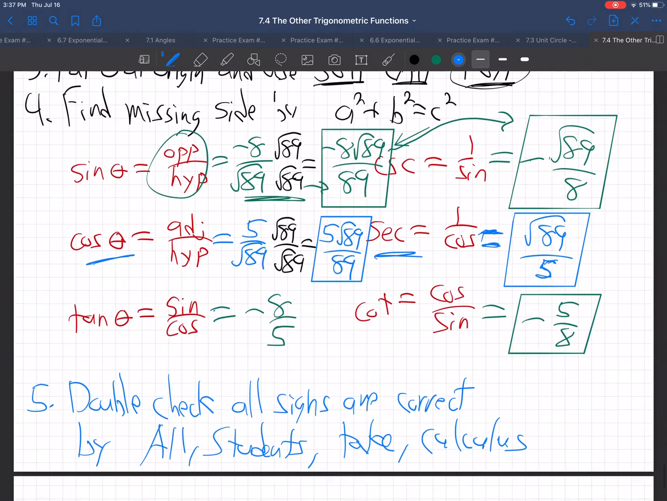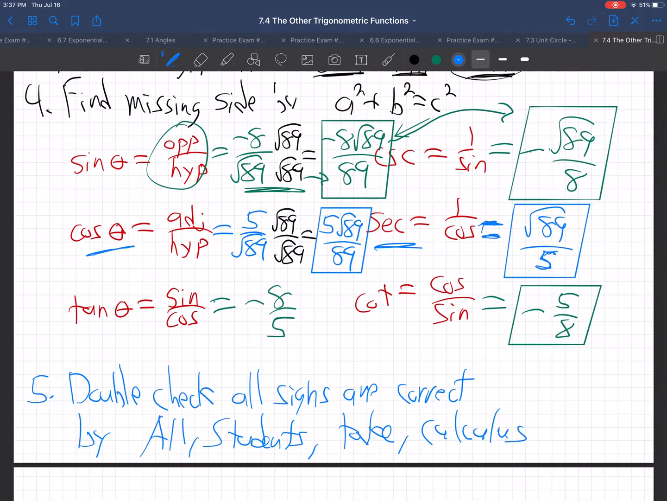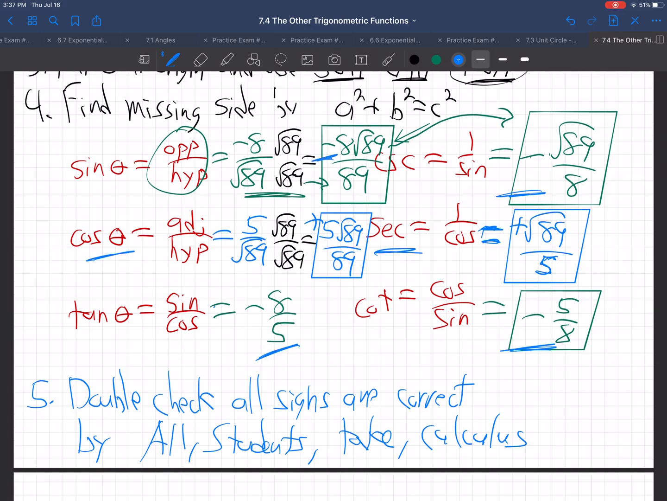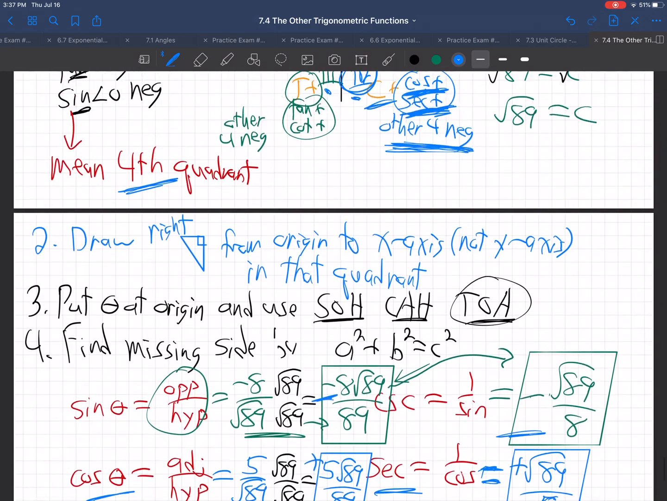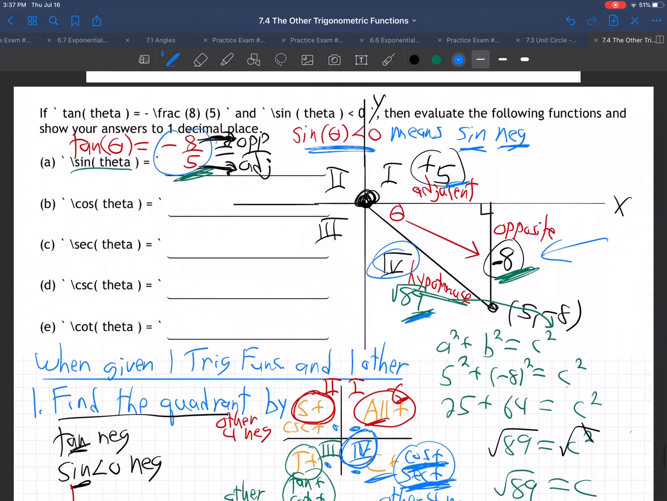Let's see it. Cosine, yeah, he's positive, isn't he? And secant, yeah, he's positive. Are the other 4 negative? Negative, negative, negative. There's the negative. Yep, it's good, looking good. So that's a good double check on your sign. So there's the 5 steps for how we do that type of problem.